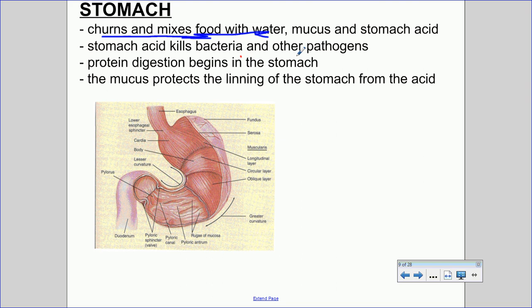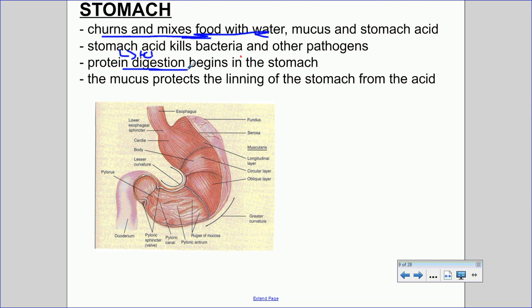Now that stomach acid, which is basically hydrochloric acid at a very low pH, about a pH of 2, will work to kill bacteria and other pathogens as well. Because you have to remember that the intestinal tract is basically a tube open to the outside environment, and as that food bolus starts to work through your system, you want to keep unwanted bacteria and other pathogens out, so that stomach acid works as a layer of protection.